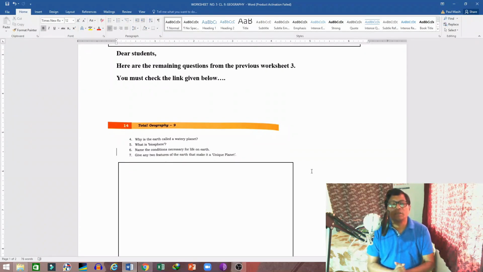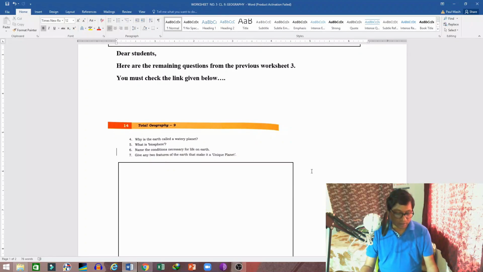Now we are coming to the last question of today's discussion. Question number 7. Give any 2 features of the earth that make it a unique planet, right? See, earth is a very unique planet because the earth is the only planet that supports life. Okay, no other planet supports life.